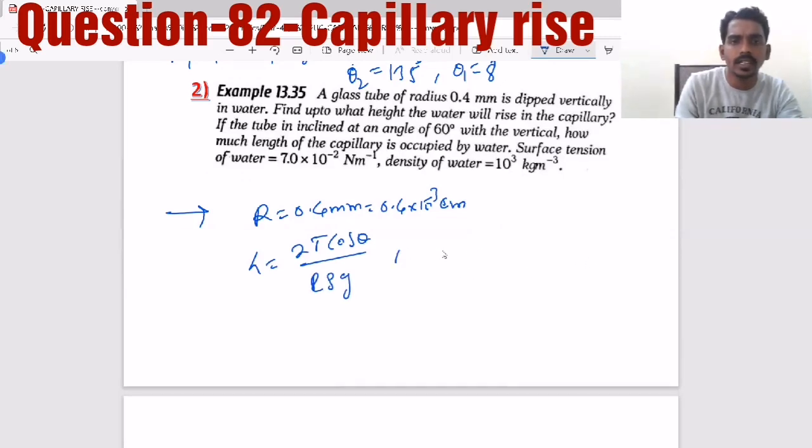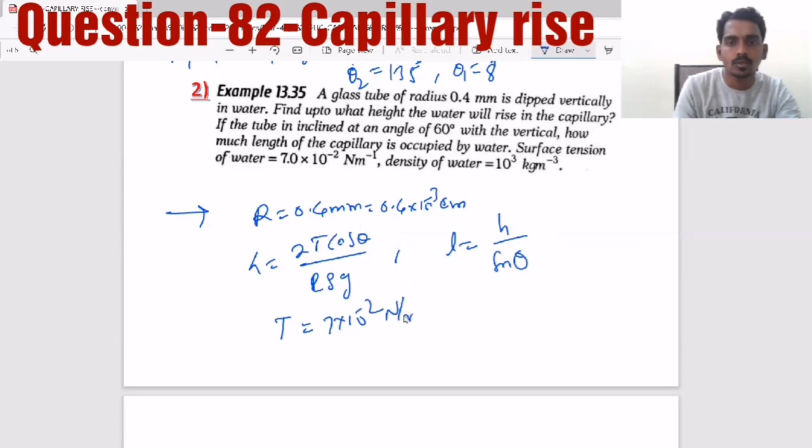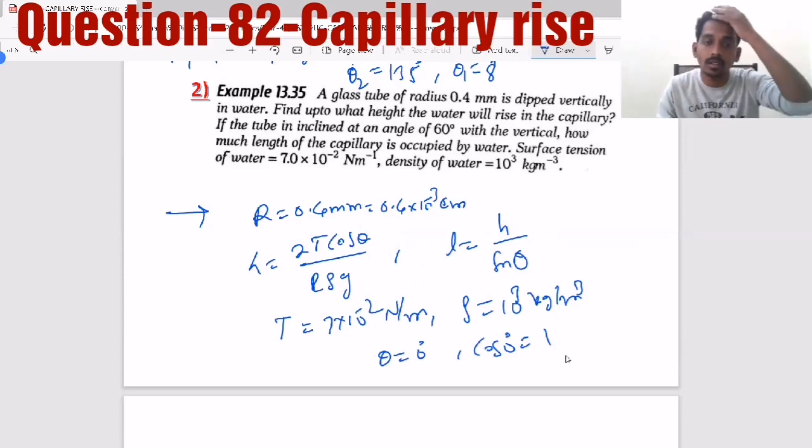And the tube is inclined at an angle 60 degrees with the vertical. How much length of the tube? So length equal to h by sin theta, I said it already. Surface tension they have given T equal to 7 into 10 power minus 2 Newton per meter, and density they have given 10 power 3 kg per meter cube. And theta, they did not mention. For water and glass it is approximately 0. So cos 0 is 1. So all the values they have given. Then you can substitute and calculate it.